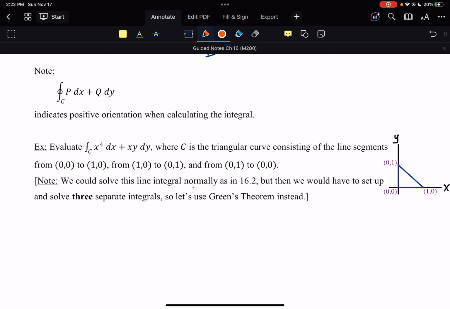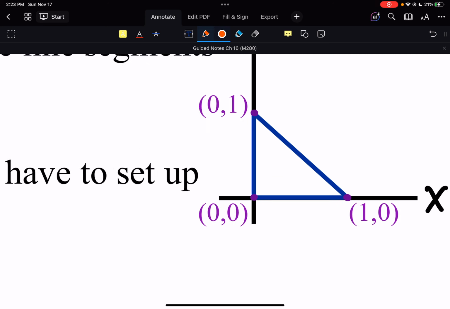We could solve this line integral normally like we did in the previous sections, but we would have to set up and solve three separate integrals. Because you've got three different pieces, you would have to set up a line integral for this one, this one, and this one, do them all separately, and then add the results together. Green's theorem is going to help us immensely here. We don't have to do that anymore in cases like this.